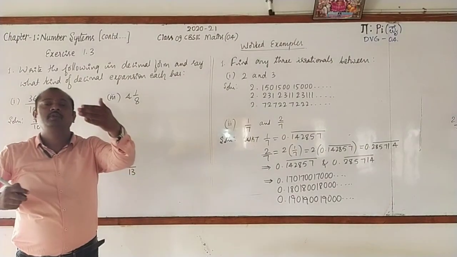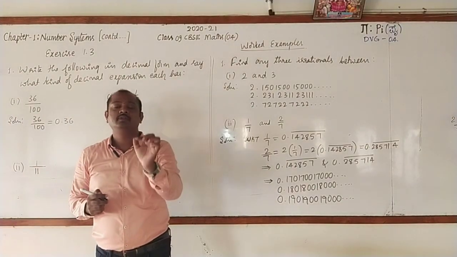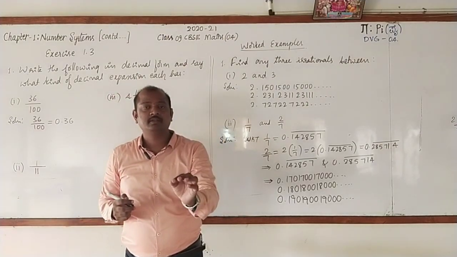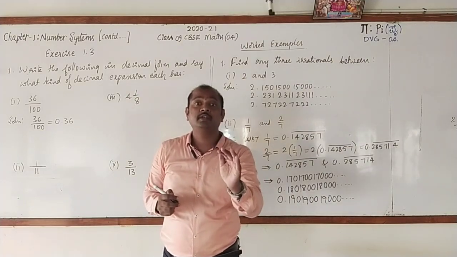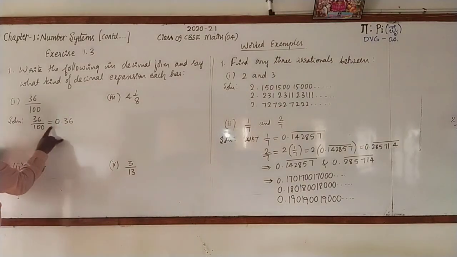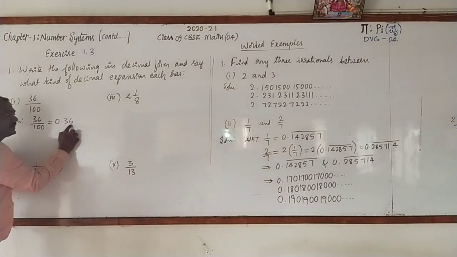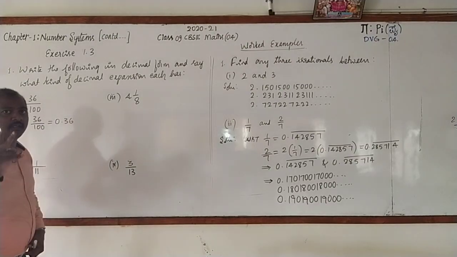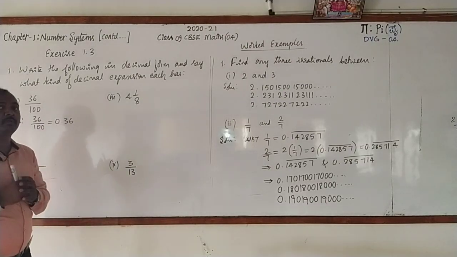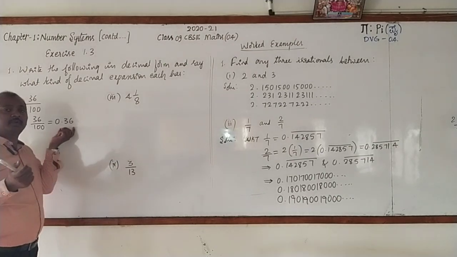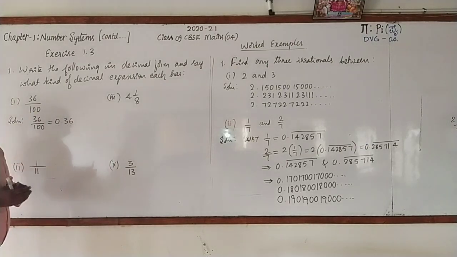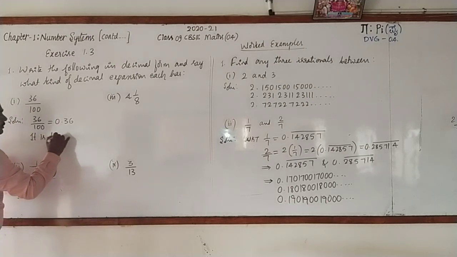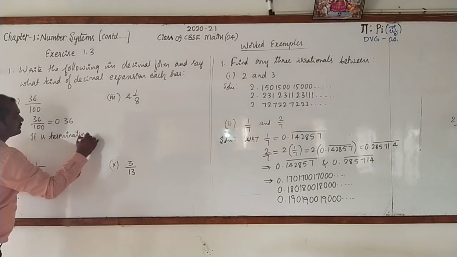Then say what kind of decimal expansion each has. We have already come to know three types of decimal expansions. The very first one is terminating, second one is non-terminating recurring, third one is non-terminating non-recurring. Now observe this. 0.36 is there. In the decimal part, how many digits are there? Yes, you are right. 2 digits are there. That means a countable number of digits. If it has a countable number of digits, what type of decimal expansion? Yes, your answer is right. It is terminating decimal expansion.